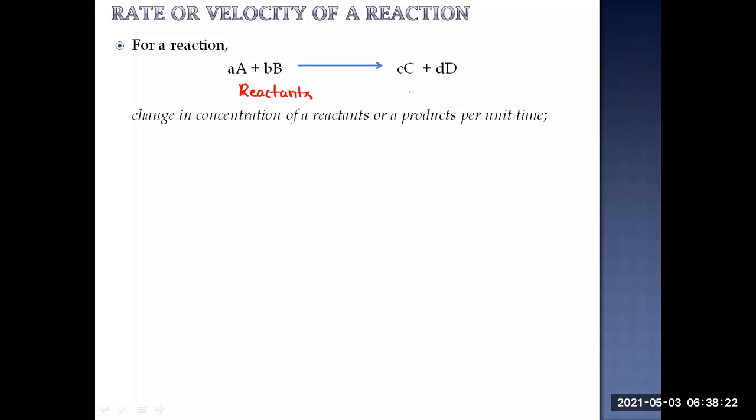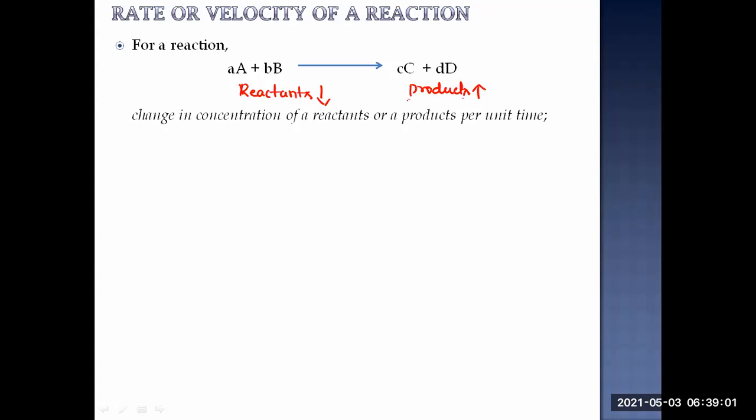Okay, so this is products. Capital A, B, C, D are reactants and products. Small a, b, c, d are coefficients. They indicate the number of moles. As the reaction proceeds, concentration of reactants decreases and concentration of products increases. Correct? So there is a decrease in concentration of reactants with respect to time in a reaction, and an increase in concentration of products with respect to time in the reaction. So it means the concentration is changing with respect to time.